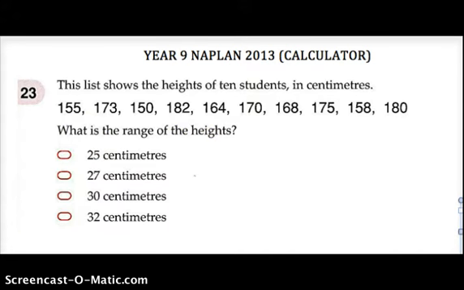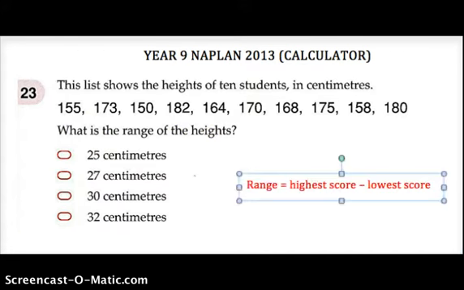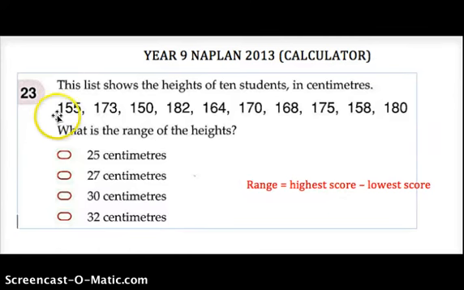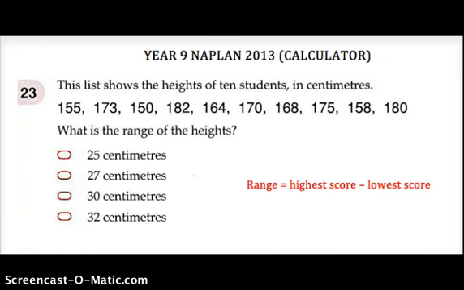Pause the video and attempt the question. Now, remembering that the range is the highest score minus the lowest score, so make sure that you look for the highest and the lowest score. So we can see we've got 155 here. You need to check if there are scores lower than that, and 150 is lower than that, and that appears to be the lowest score. So I'm going to circle the lowest score. Make sure that you do that because they don't always put the scores in order.